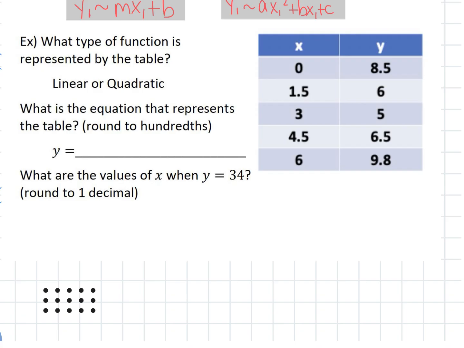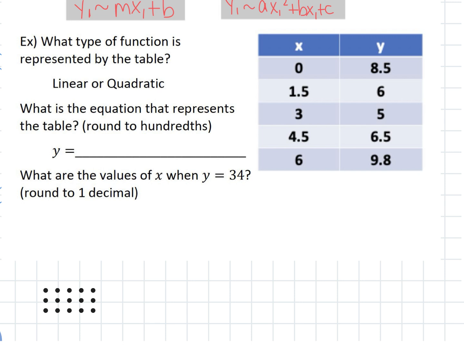What type of function is represented in this table? So you have to look and see what it is doing. If it's linear, then it's adding the same number over and over, or subtracting the same number over and over, which we can see right here. It's not doing that, right? 8.5 to 6 is 2.5, but 6 to 5 is only 1. It's also not multiplying or dividing.